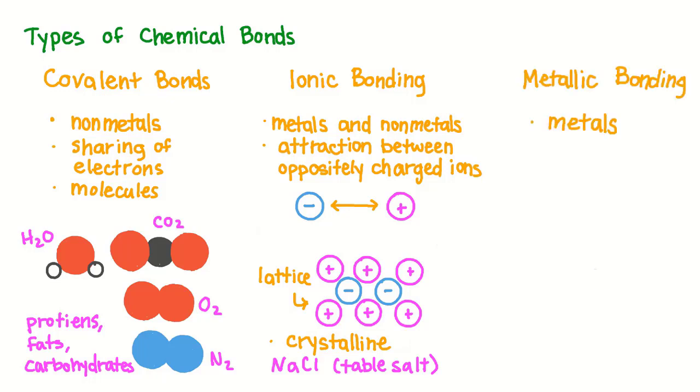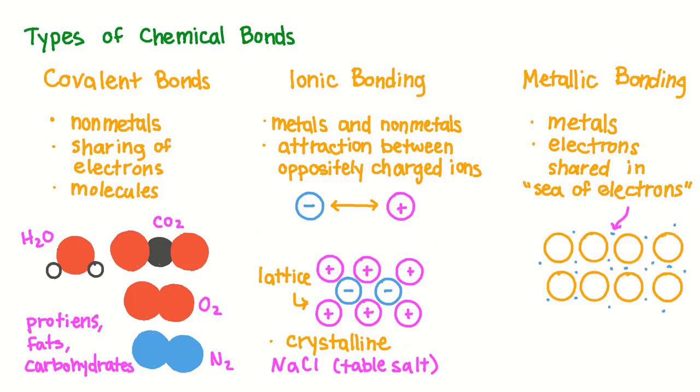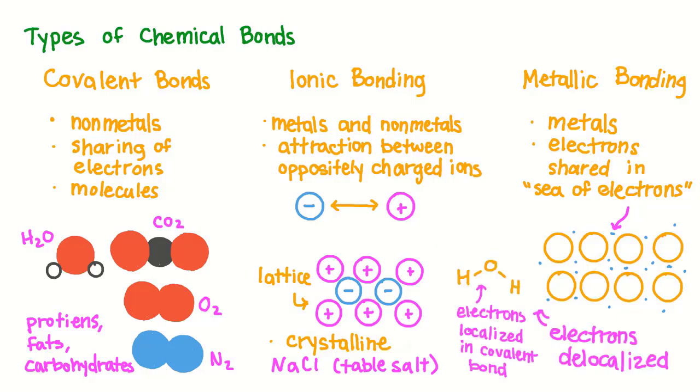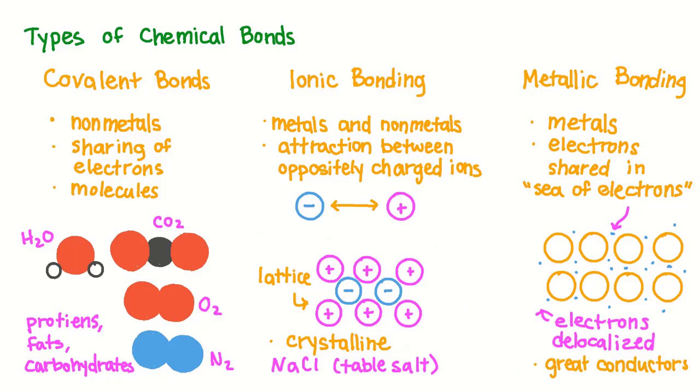Finally, we have metallic bonding, which, as the name suggests, occurs when we only have metal atoms. In metallic bonding, electrons are also shared, but in a very different way than what we saw in covalent bonding. In metals, the electrons flow around the metal atoms, which is often referred to as a sea of electrons. Unlike what we saw in covalent bonding, where the electrons are localized in a bond between the atoms, the electrons in a metallic bond are spread out throughout the entire metal, which we call delocalization. The fact that electrons are free to move around the metal atoms is why metals are generally great conductors of electricity.